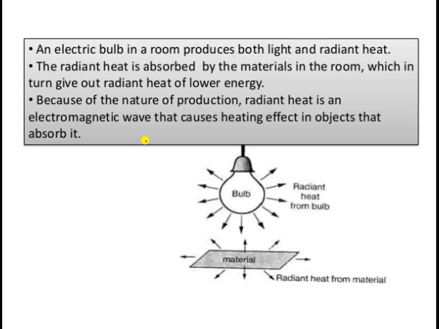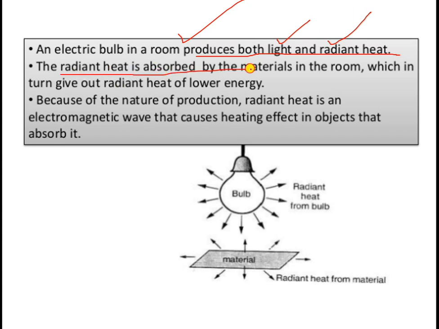So an electric bulb in a room produces both light and radiant heat. You might have observed that if an electric bulb is 60 watt, 100 watt, maybe 150 watt, then as its wattage goes on increasing, it gives light in a proper manner, but along with that, the heat content of the room where it is placed also increases. That is due to the radiation.